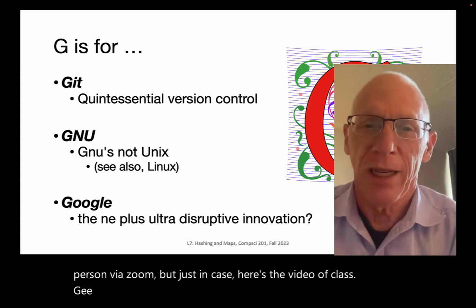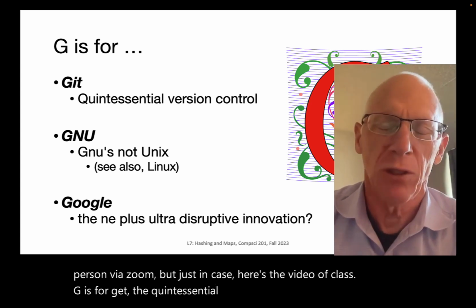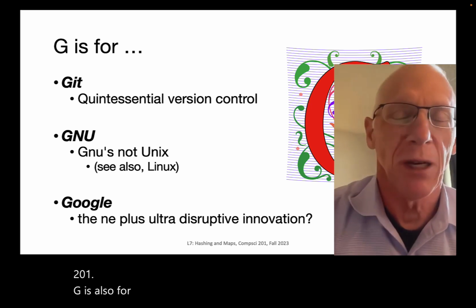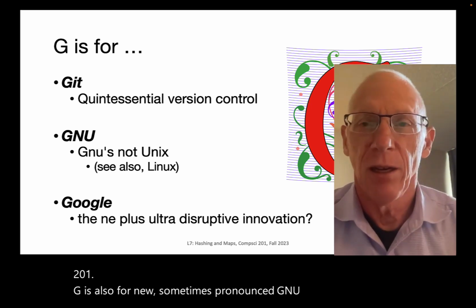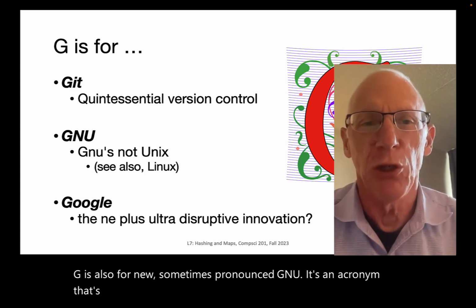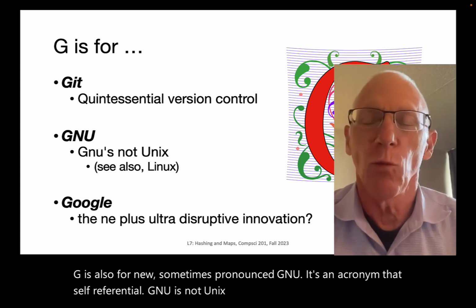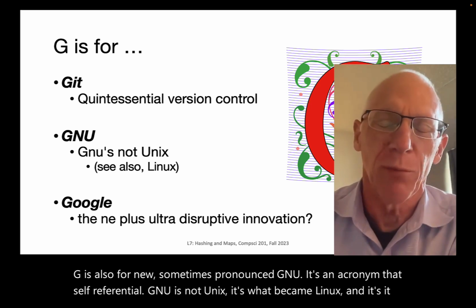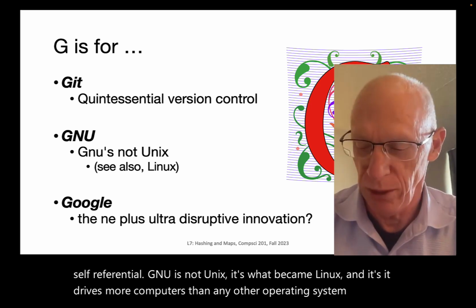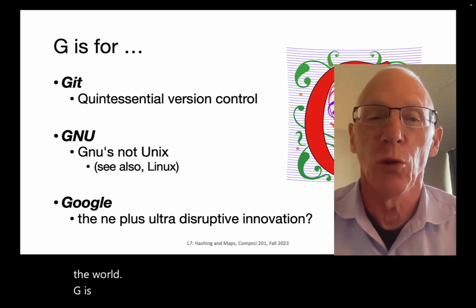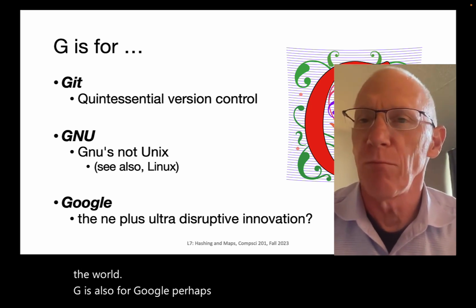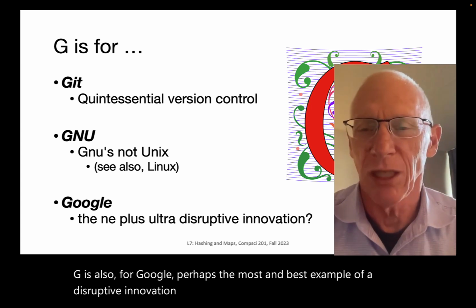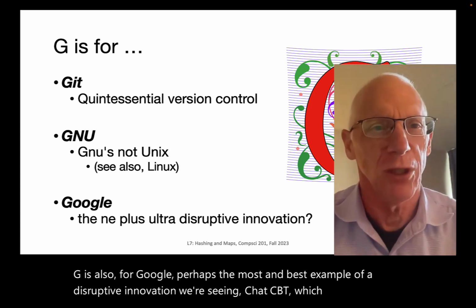G is for Git, the quintessential version control system that we use in 201. G is also for GNU, sometimes pronounced GNU. It's an acronym that's self-referential: GNU is not Unix. It's what became Linux, and it drives more computers than any other operating system in the world. G is also for Google, perhaps the most and best example of a disruptive innovation. We're seeing ChatGPT, which might follow in its footsteps.